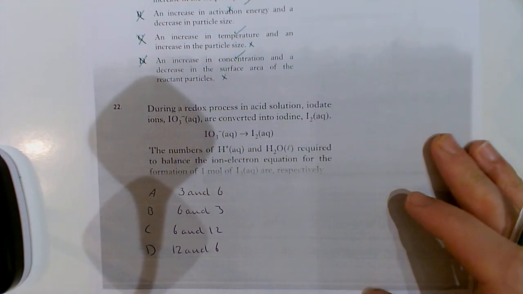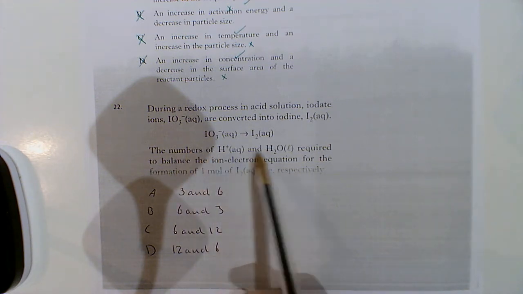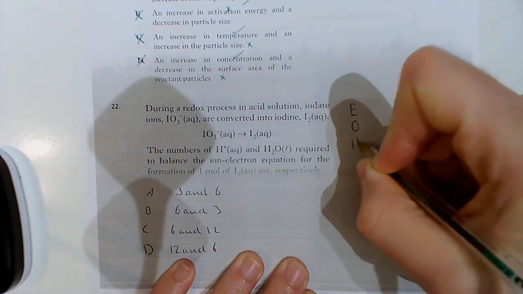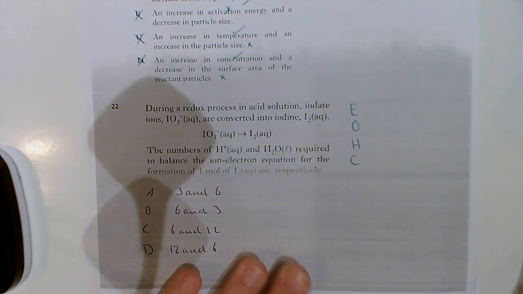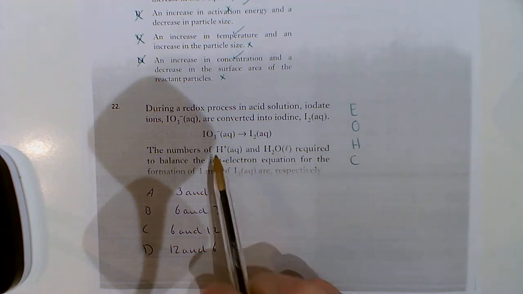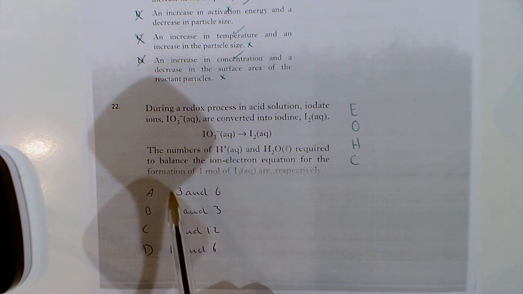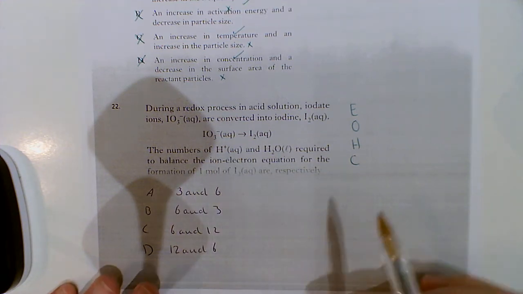Right, question 22. It's working out your number of H plus and H2O. So this is your eat only hot curries method. Element, oxygen, hydrogen, charge method. And we're wanting to find out the number of H plus, so that's our number that's coming first, and our H2O, that's the number that comes second.